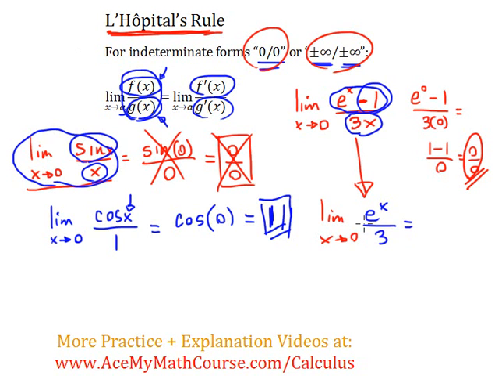Now, can I plug in the 0? Yes, I can. E to the 0 divided by 3, e to the 0 is just 1. So 1/3 is the limit. So the limit as x approaches 0 of e to the x minus 1 over 3x is just 1/3.